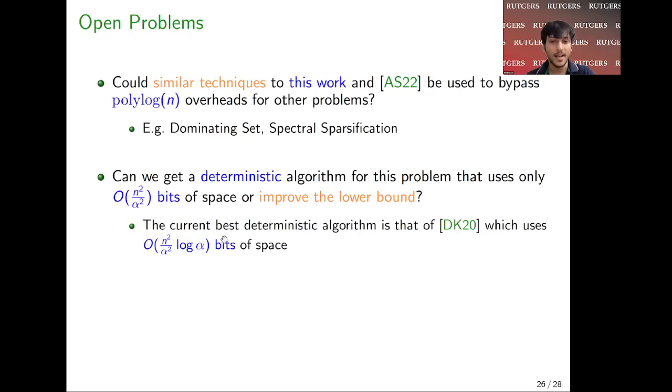And the current best deterministic algorithm is that of Dark-Conrad 20, and it uses n square over alpha square times log alpha bits of space, right? So there is a log alpha gap in this understanding, and we want to know what the right answer is.